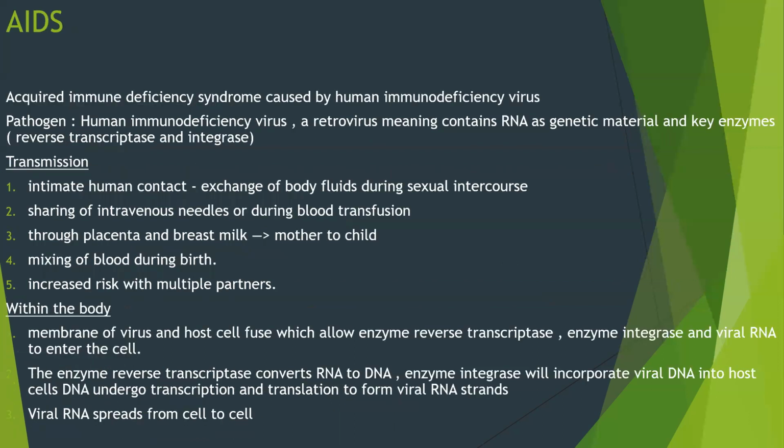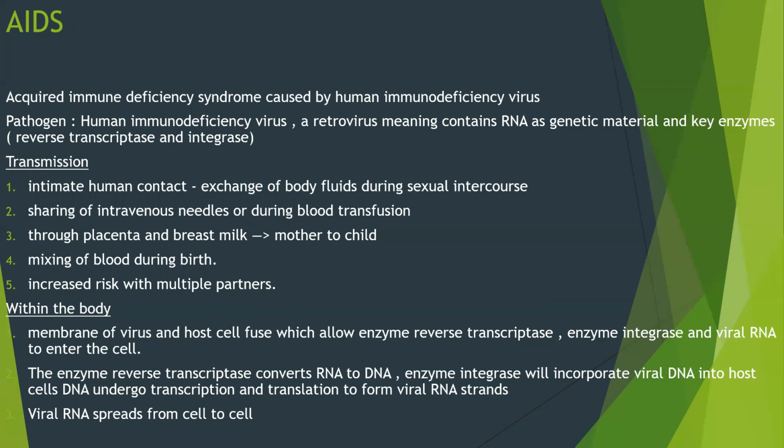So AIDS is basically acquired immune deficiency syndrome, and it's caused by the human immunodeficiency virus. The pathogen is the HIV, and it's a retrovirus, which means that it contains RNA as a genetic material, which is uncommon. Like as we have only been talking, the DNA is the genetic material. So a retrovirus contains RNA, and it has enzymes which are reverse transcriptase and integrase. So we'll talk about that.